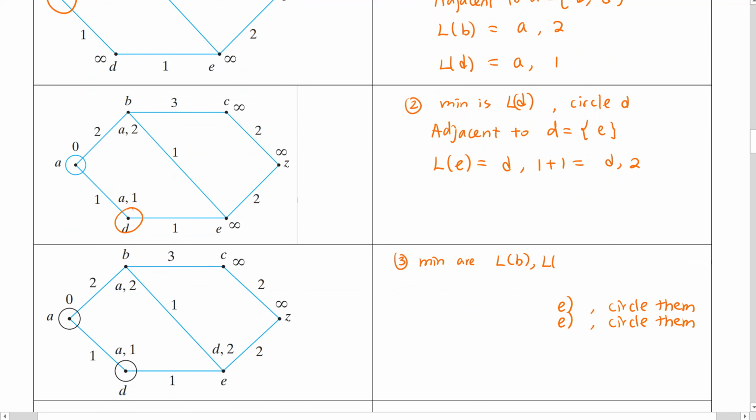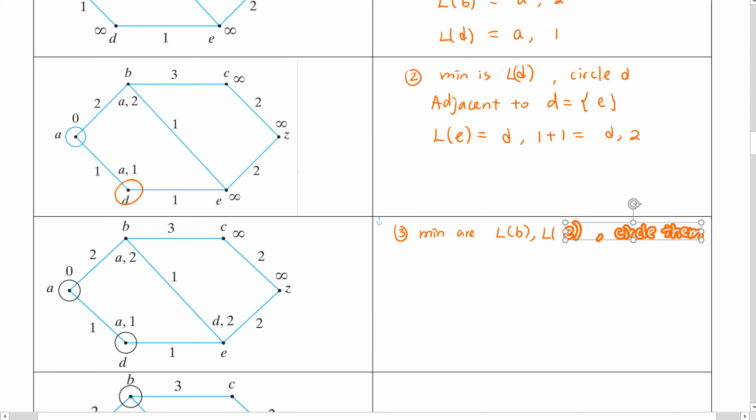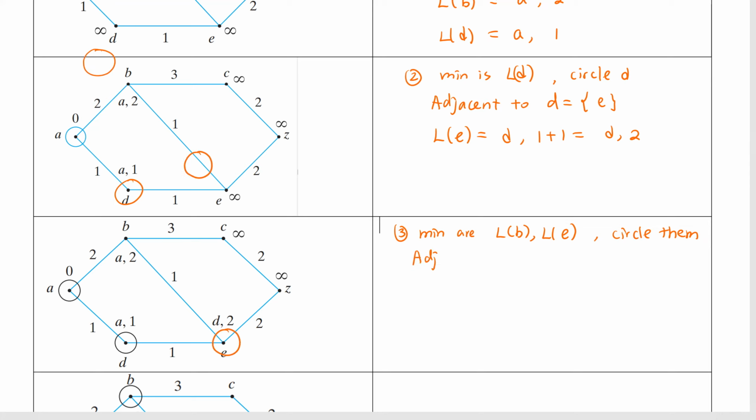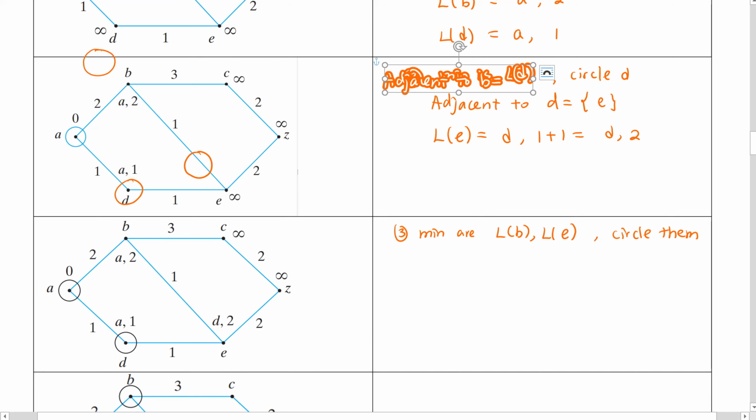Okay, let's continue. Alright, so we circle B and E, and then we look at vertices adjacent to B. Okay, let's see. This takes some time.